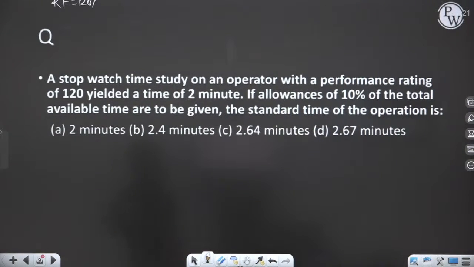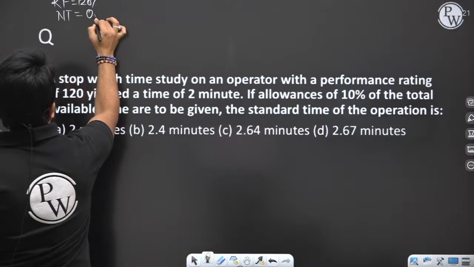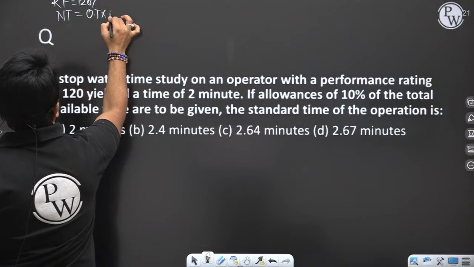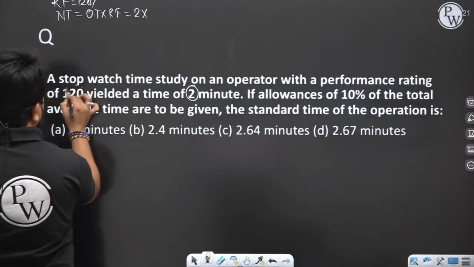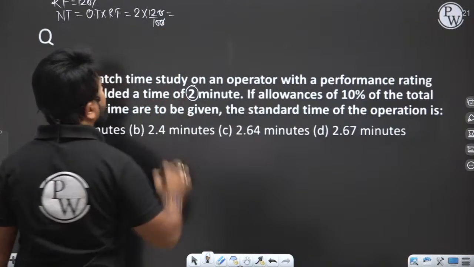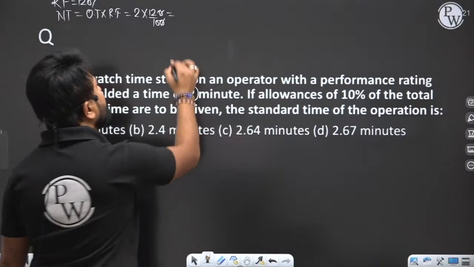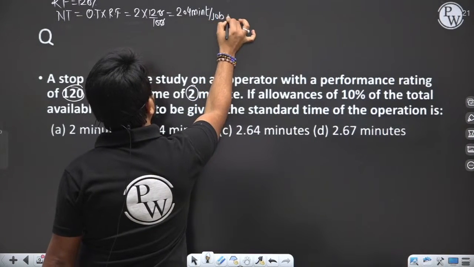So the observed time is 2. What will the normal time be? The normal time will be observed time into rating factor. Observed time is 2, rating factor is 120, so 120 divided by 100, 1.2. It will become 2.4 minutes per job.